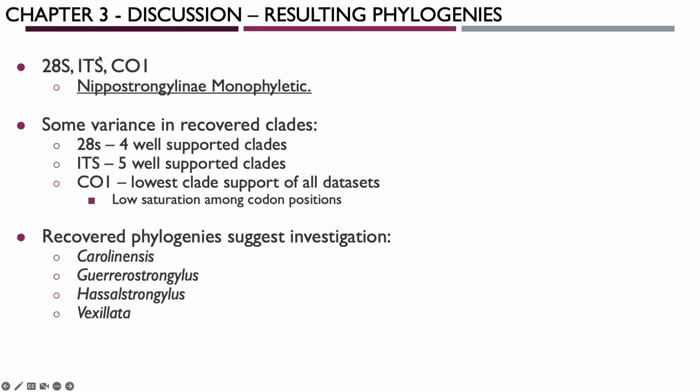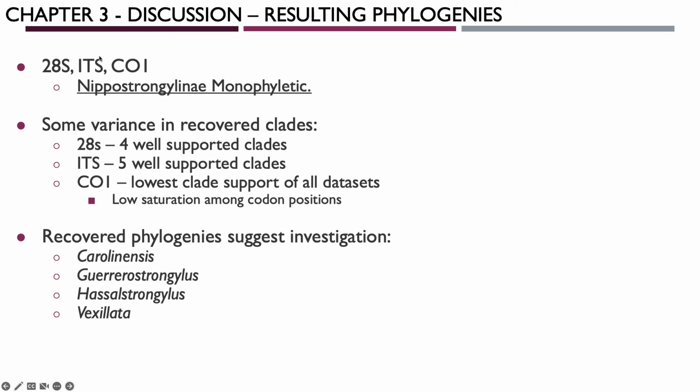CO1 is known as a mitochondrial gene, so it's going to have the highest variation of all of them. It is maternally passed on, and it's going to have very high variation, especially in that 3rd codon position, as compared to 28S and ITS, which are nuclear genes, which are going to be a lot more conserved overall. But the recovered phylogeny suggests further investigation into the Carolinensis, Guinevere, Hossel, and Vexillata. That those are paraphyletic, and we need to look into how we can resolve that.